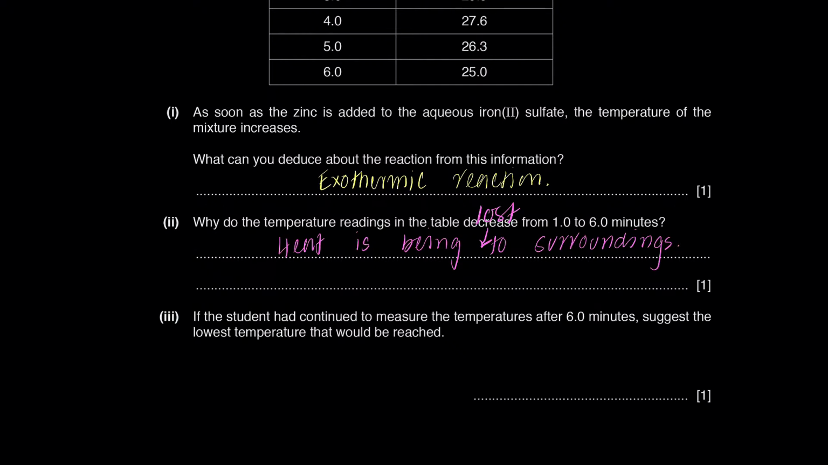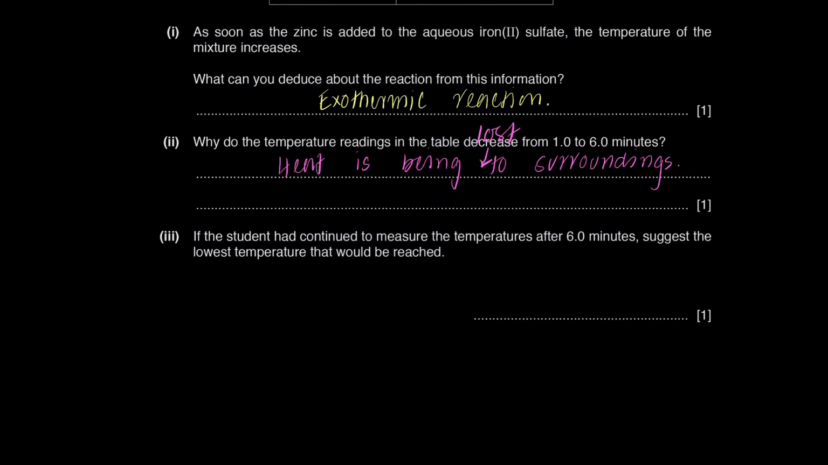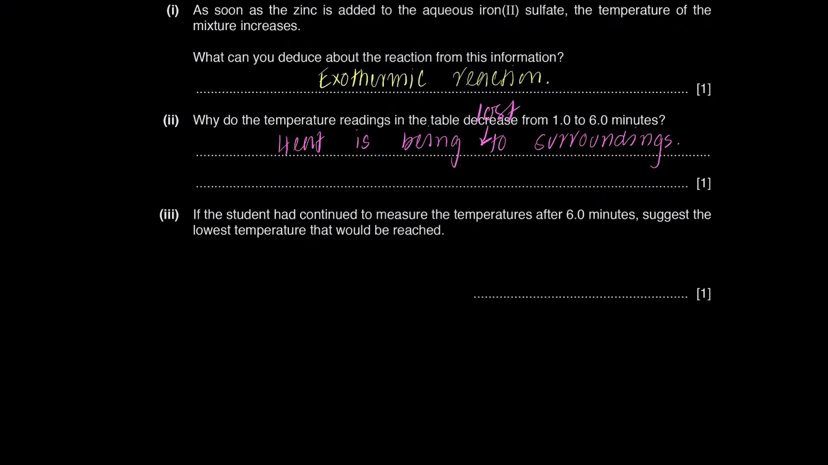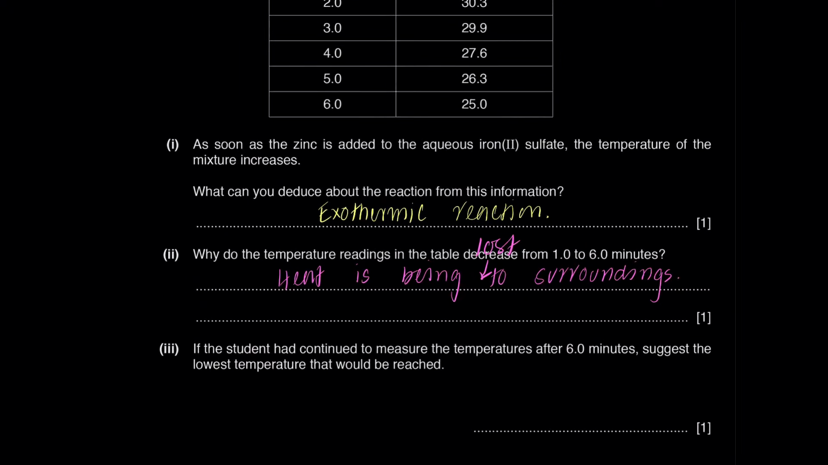How do you draw two intersecting straight lines on a graph? Depends on the question, I guess. If the student had to continue to measure the temperature after 6 minutes, suggest the lowest temperature that would be reached. I like this question. I'll give you guys 10-15 seconds to think about it. What's the lowest temperature possible over here?